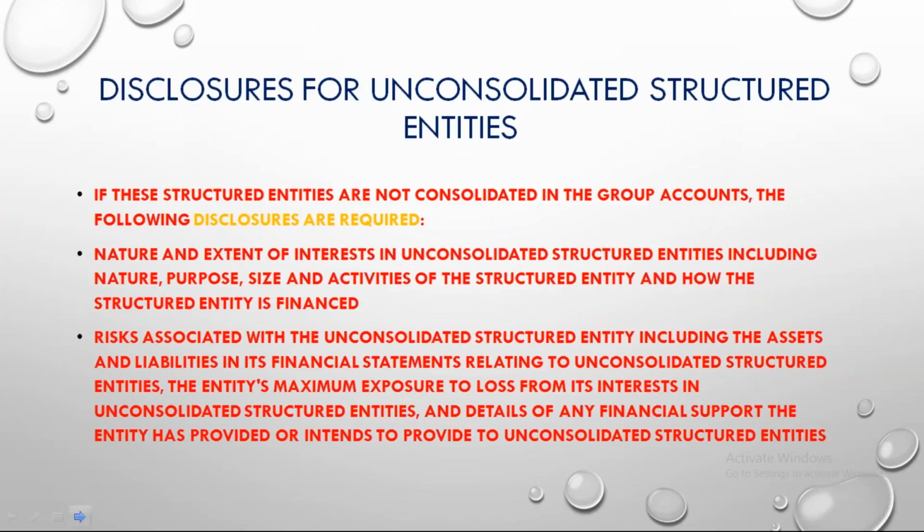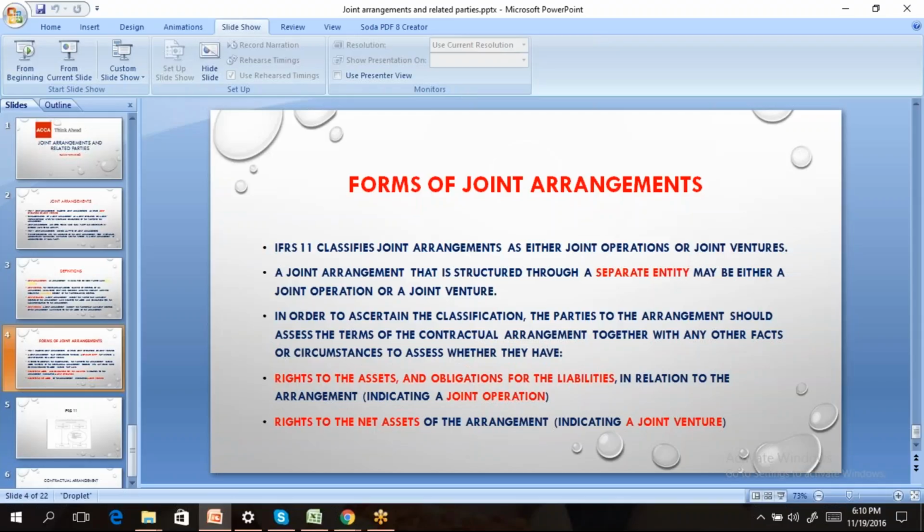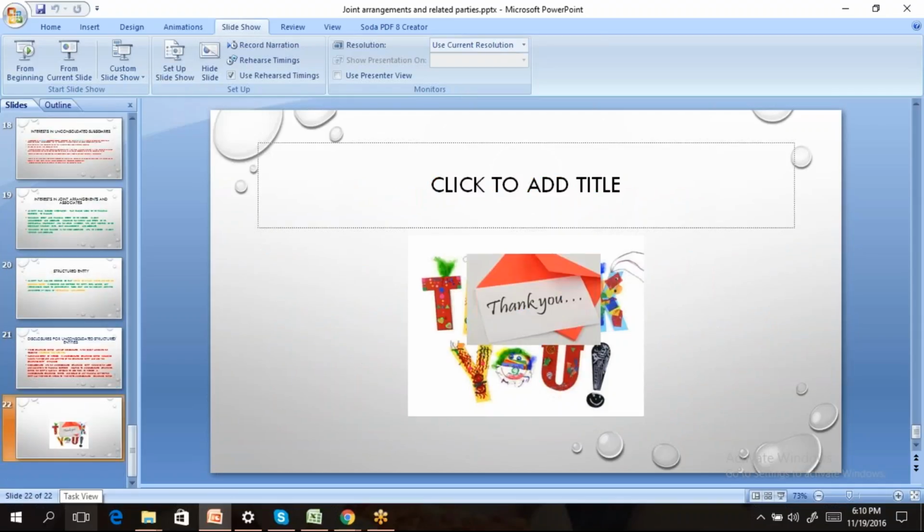So, disclosure for unconsolidated structured entities. If these structured entities are not consolidated in the group, the following disclosures are required. Wherever, like the Colombo Hilton Hotel, it is not consolidated even though you have 100% holding, you must say why it is not consolidated and what your investment is. All that should be mentioned. So this is simply the theory behind IFRS 11, IAS 28, IFRS 12, all the standards on joint ventures.